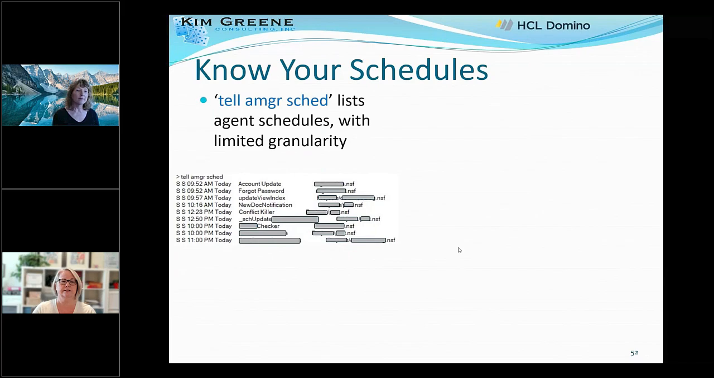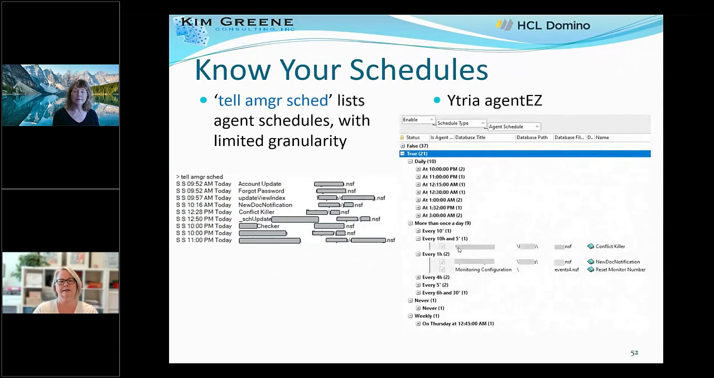Another thing you're going to want to see is when your agents are running. You can do a tell agent manager sched, and this is going to list your agent schedules. There's limited granularity here if you take a look at this. We have another example of using our Agent Easy tool against that same server, and it gives us more granularity. This allows us to slice and dice the information in a cleaner format to really show exactly what we want to hone in on and see what's running when.